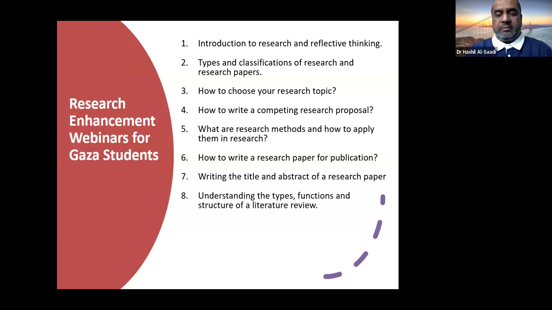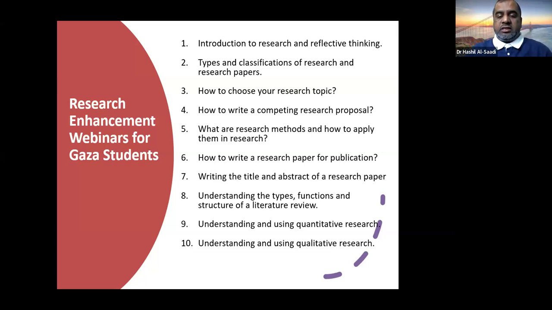We also want to help students understand the types and functions of literature review. A lit review for quantitative research is not the same as a lit review for qualitative, in terms of focus, length, scope as well. And then number 9 here, we want to help our students understand and use quantitative, qualitative, and mixed methods research, wherein they can hopefully integrate quantitative and qualitative research. So this is a list of 11 topics we try to cover.